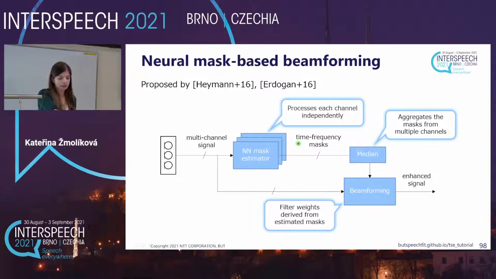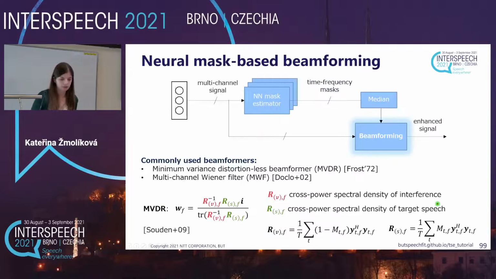The neural network then estimates time frequency masks, one for each channel, and these masks can be aggregated using, for example, a median operation over the channels. This aggregated time frequency mask is then used to compute weights of beamforming filters, and finally these beamforming filters can be applied on the multi-channel signal to get the final enhanced signal. I will describe this a bit more in detail, and I will start from the back, from the beamforming.